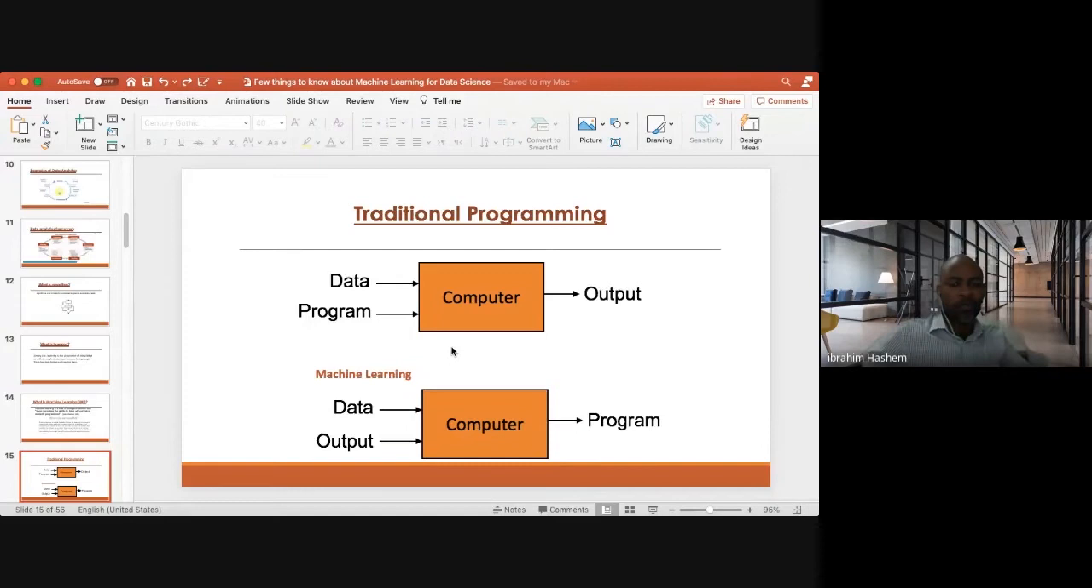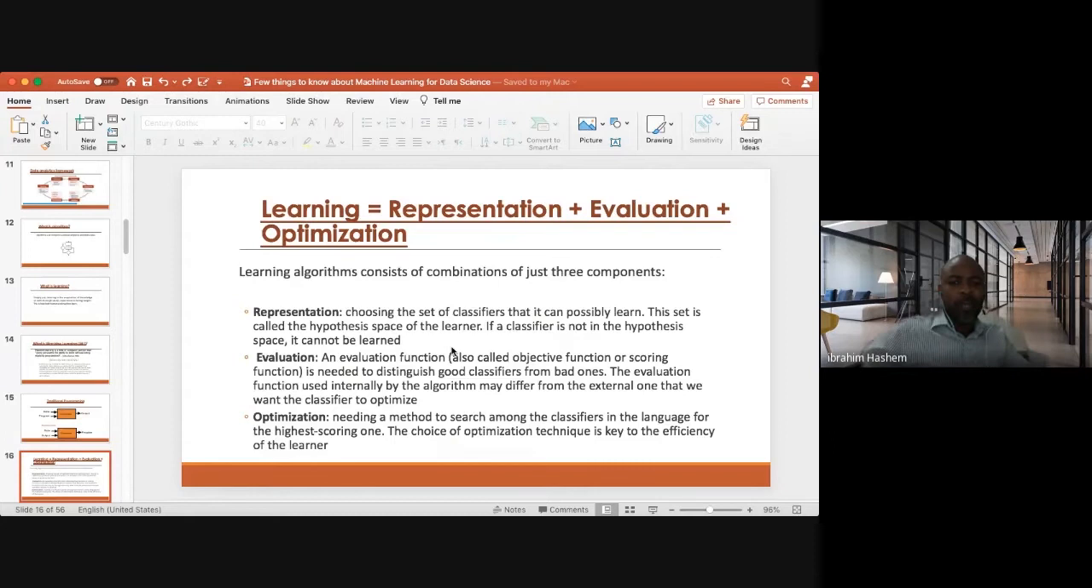If I have to break down the whole picture of machine learning, there are three main components: representation, evaluation, and optimization. The learning itself, as we just talked about, consists of representation plus evaluation and optimization, and we keep circling this over and over again until we have a desired result. The representation is the selection of the classifiers. Classifiers are the algorithms. When I say classifier, I'm referring to the model that we develop, either the model or the machine learning algorithms that we use.